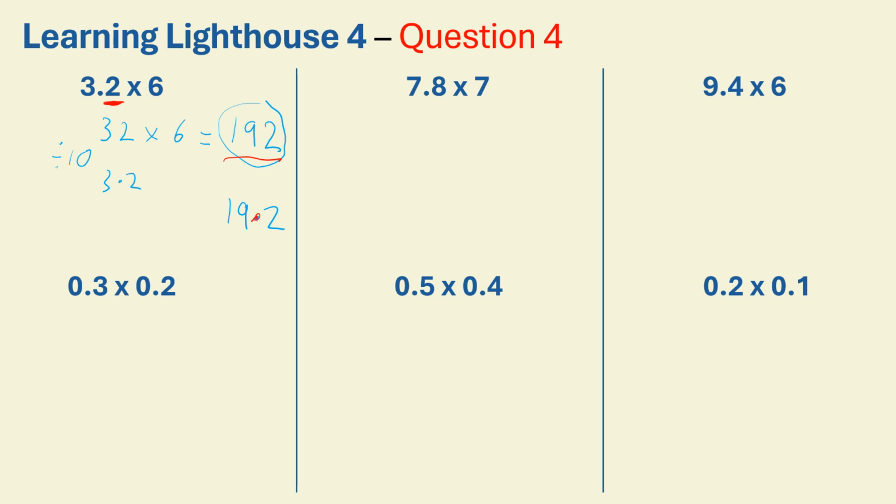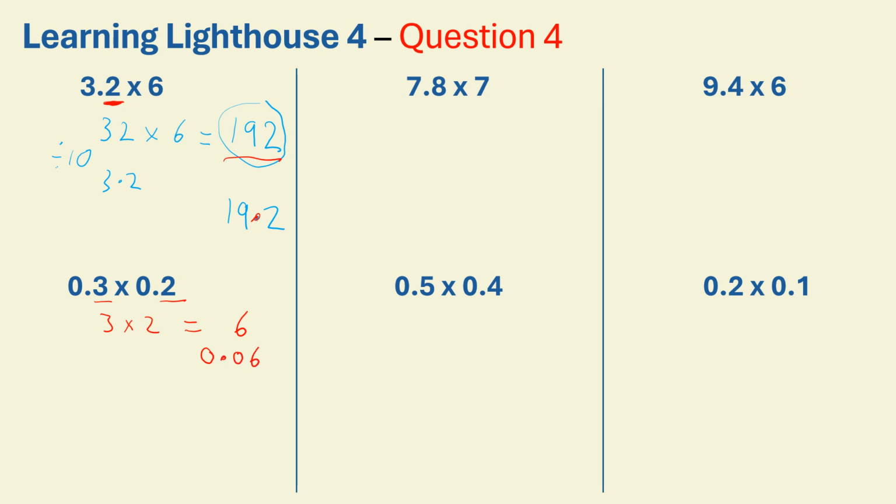If we do the same with 0.3 times 0.2, if we did 3 times 2, we get 6. But here we've got two numbers after the point, one here, one here. That makes two numbers. So we need 2 digits after the point, so we need to make it 0.06. Again, that's a bit of a cheat.